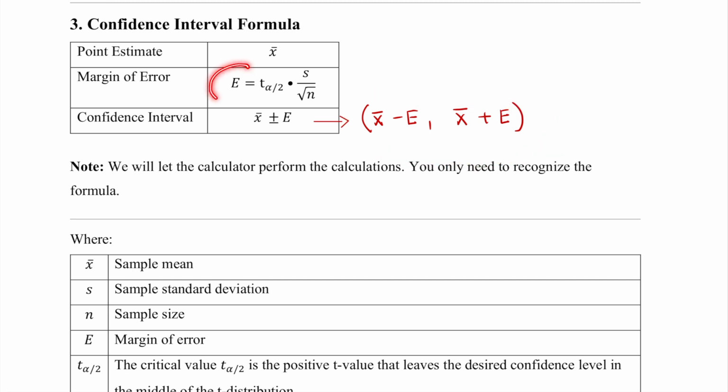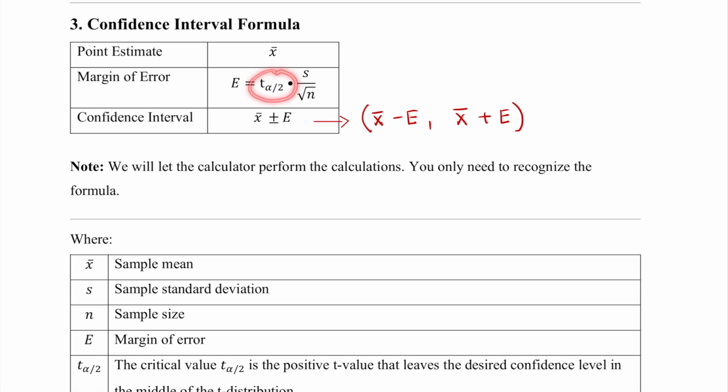This is the formula of the margin of error. E equals t of alpha over 2 multiplied by s over square root of n. Here, s is the sample standard deviation, n is the sample size, and t of alpha over 2 is the critical t-value. Again, the calculator will do the calculation for us. You just need to know what the symbols represent. Notice that the formula includes t of alpha over 2. So our next step is to learn how to find that value.